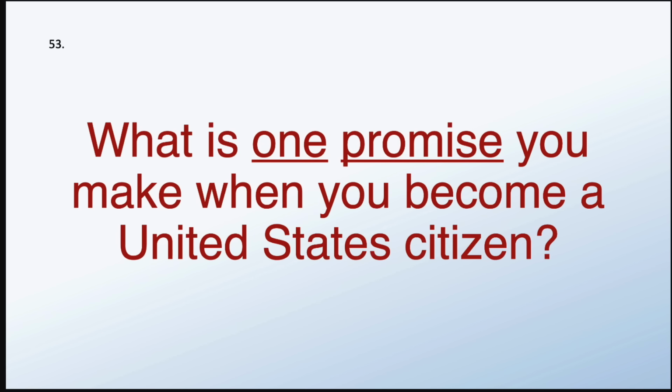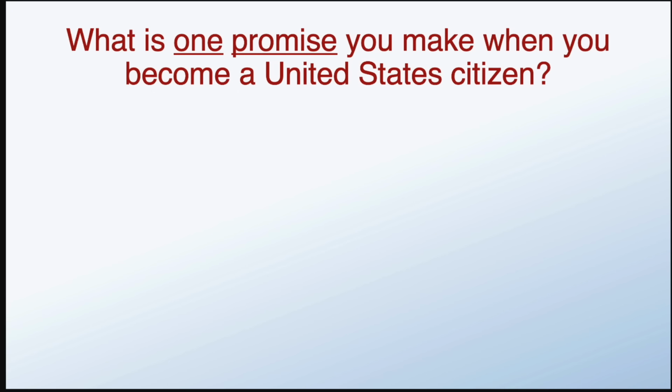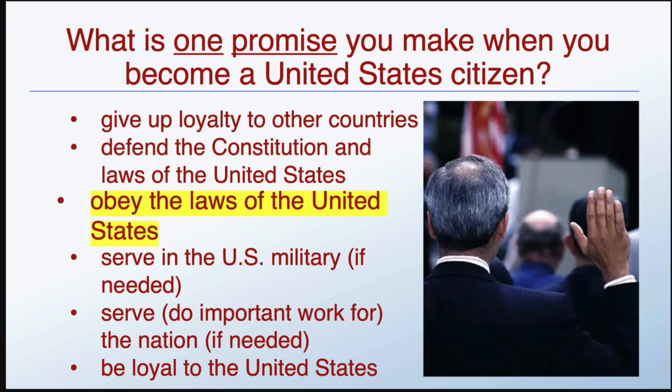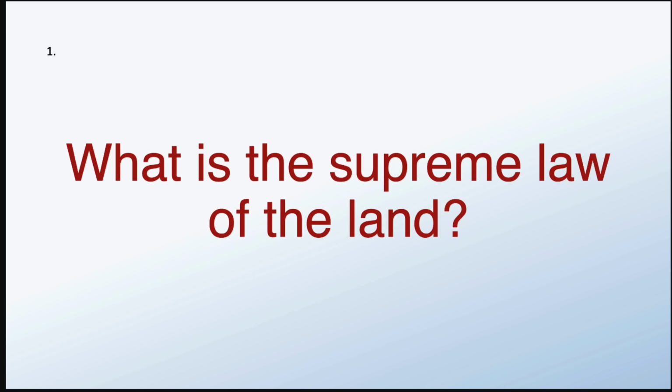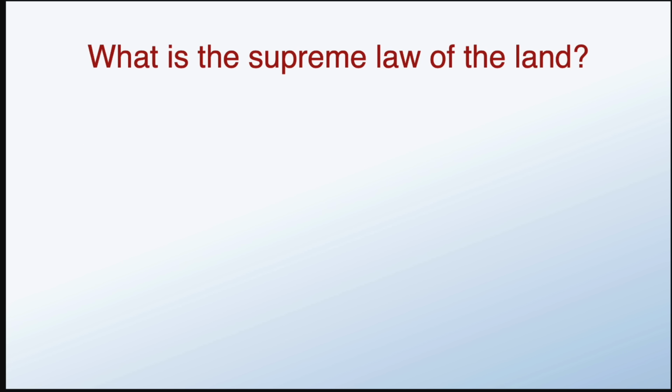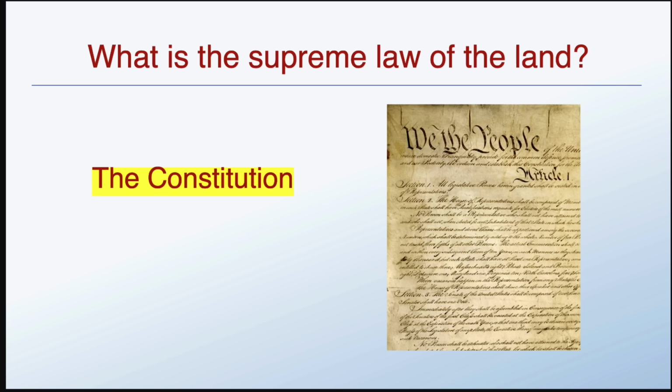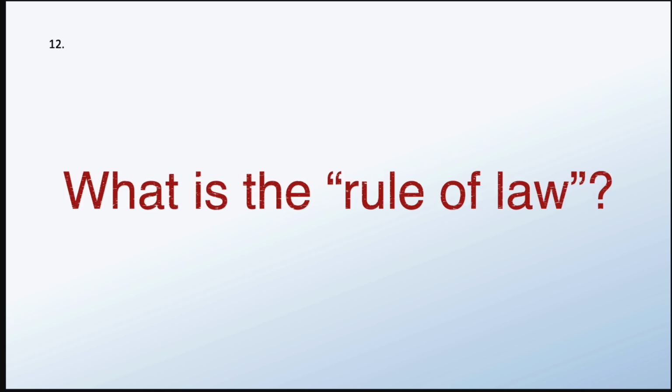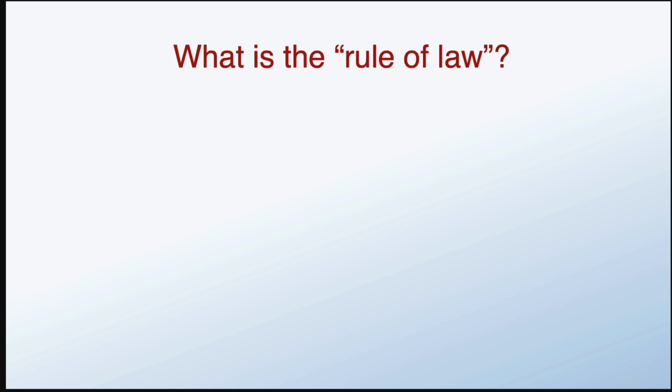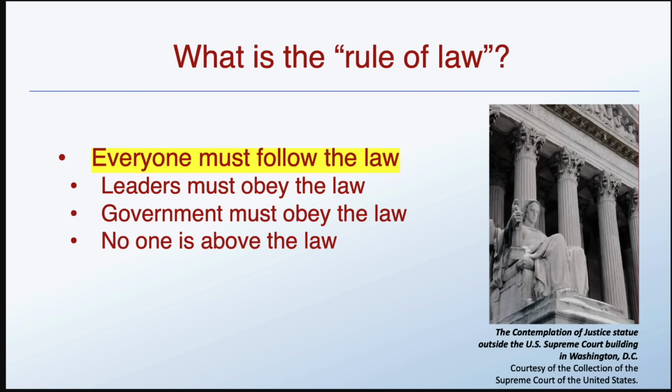What is one promise you make when you become a United States citizen? To obey the laws of the United States. What is the supreme law of the land? The Constitution. What is the rule of law? Everyone must follow the law.